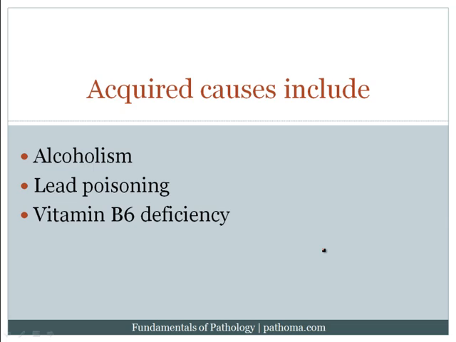And the third acquired cause of sideroblastic anemia is vitamin B6 deficiency. Now remember that the rate-limiting enzyme in this biochemical pathway was called ALAS, A-L-A-S. And ALAS requires vitamin B6 as a cofactor. And so if there is a deficiency of vitamin B6, the ALAS enzyme will not function properly. That's the rate-limiting step for the production of protoporphyrin, and therefore the patients will get a sideroblastic anemia.